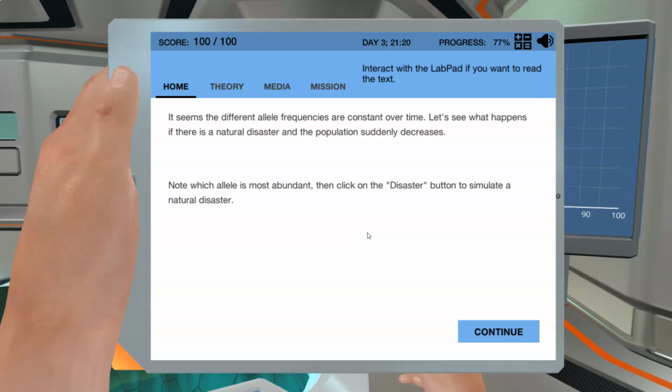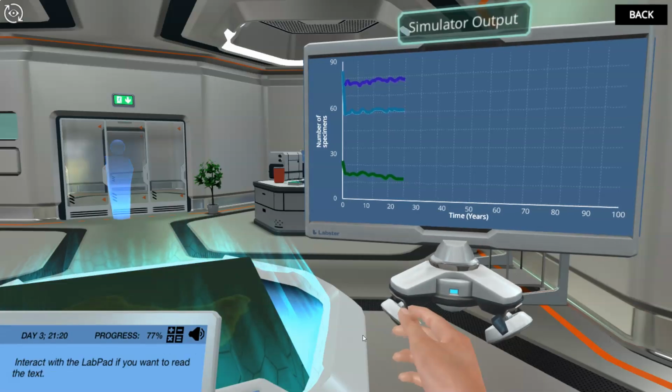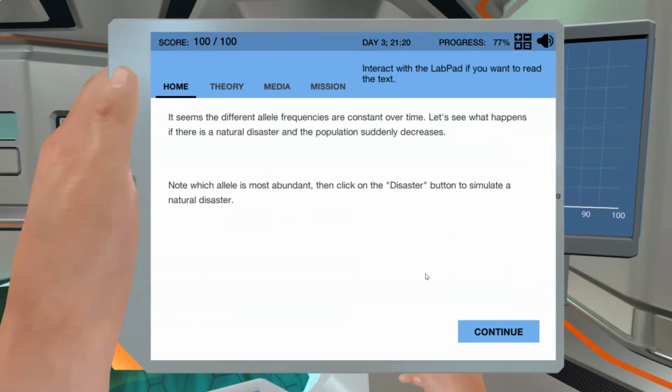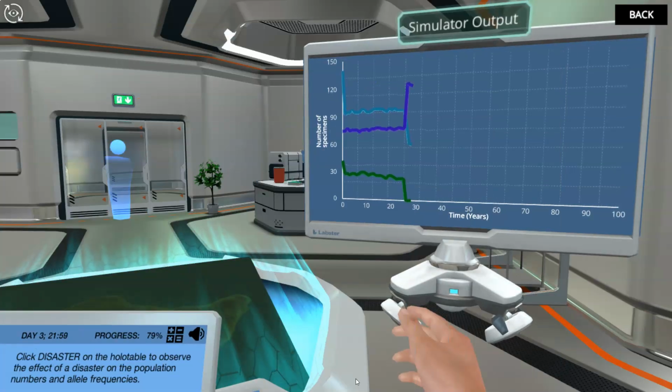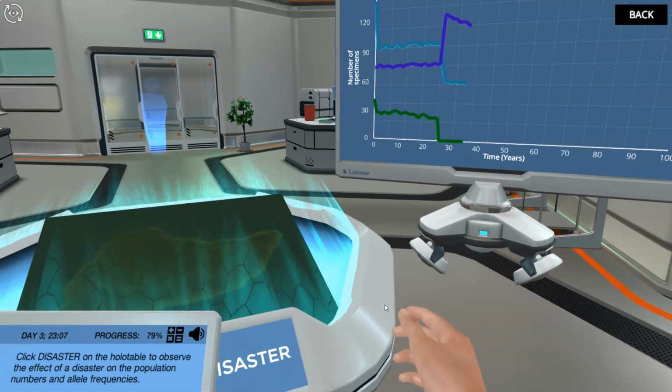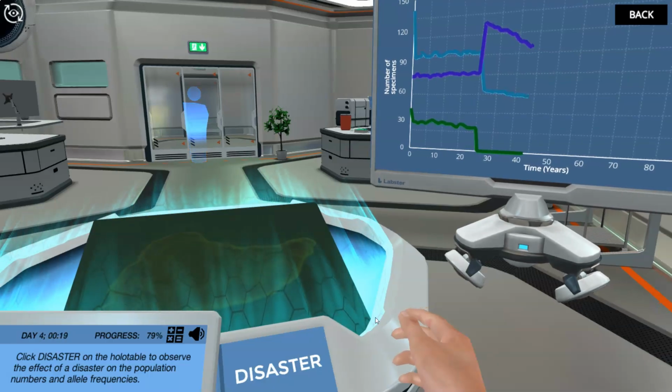Let's see what happens if there is a natural disaster and the population suddenly decreases. Note which allele is most abundant, then click on the disaster button to simulate a natural disaster. Click disaster on the hollow table to observe the effect of a disaster on the population numbers and allele frequencies.